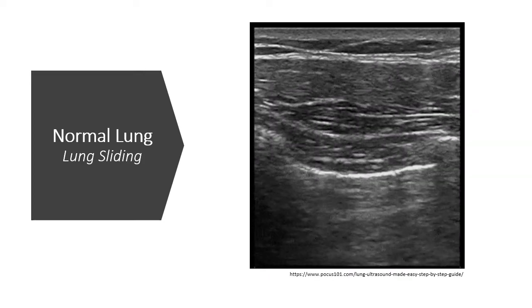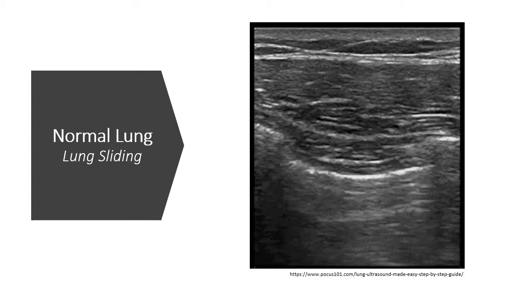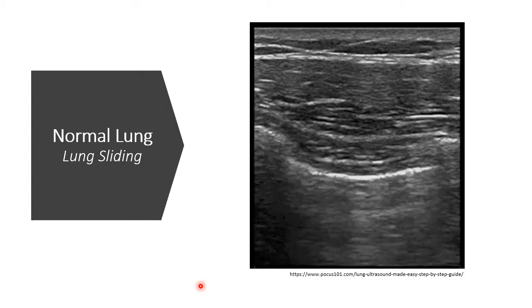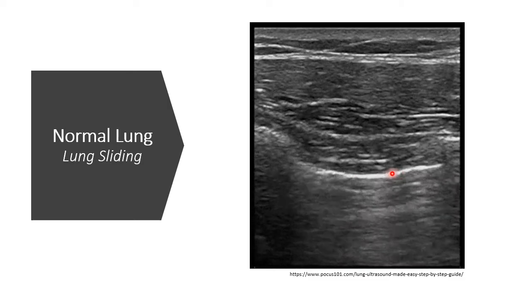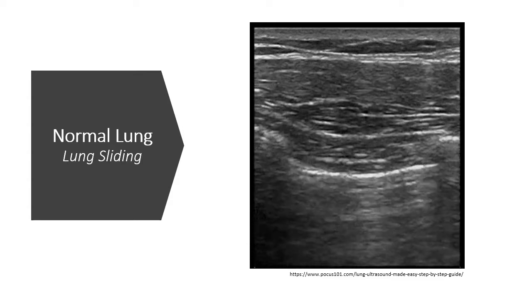If you look at this picture of lung sliding, you can see it looks much more like there's ants just moving along this string. And again, this happens in a normal lung, and it signifies that the visceral and parietal pleura are adjacent to each other.